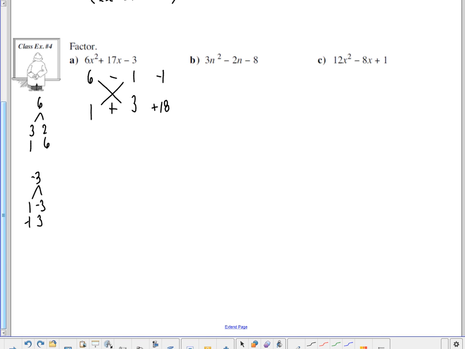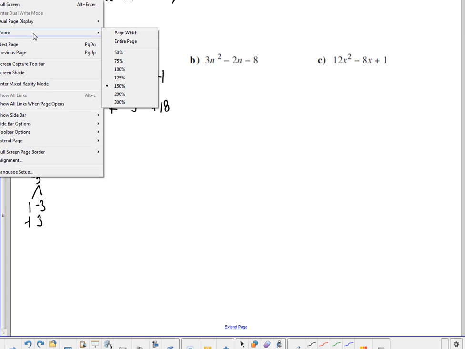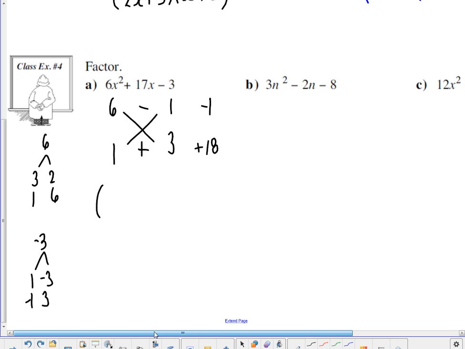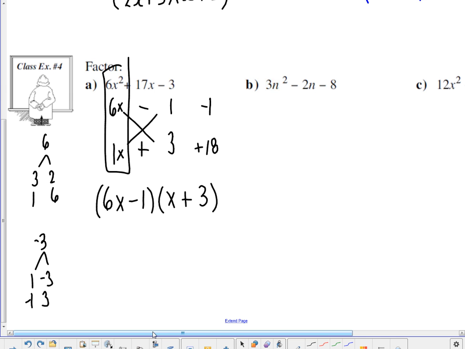So what's our factored form going to look like? I can zoom in if it's helpful. Okay, 6x minus 1. You could throw in your variables now if you want, x and x, to make the 6x squared. And then x plus 3. That.